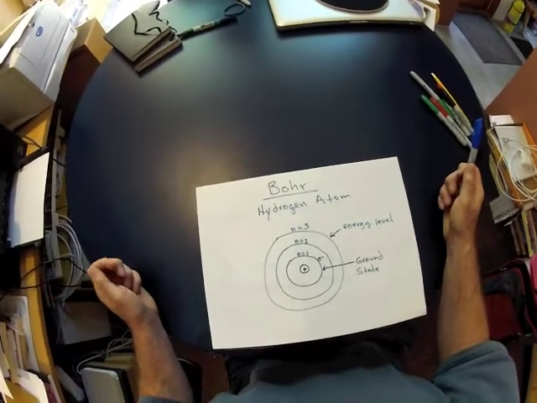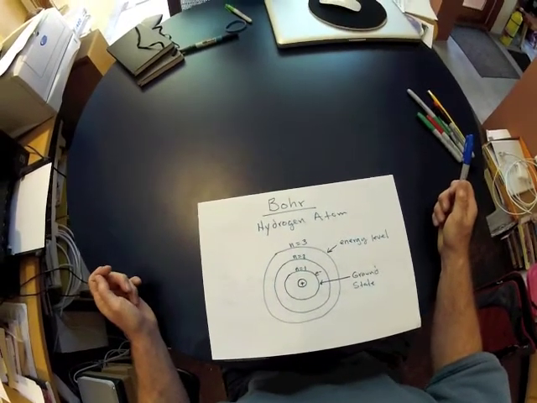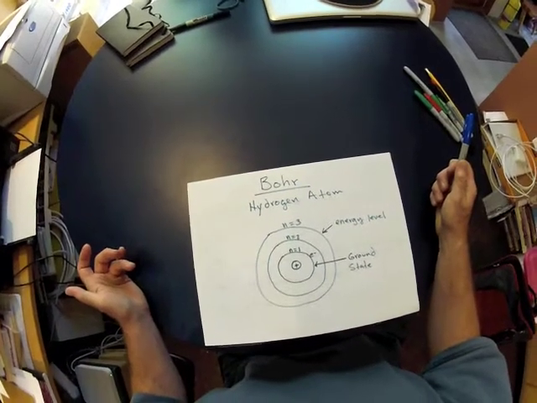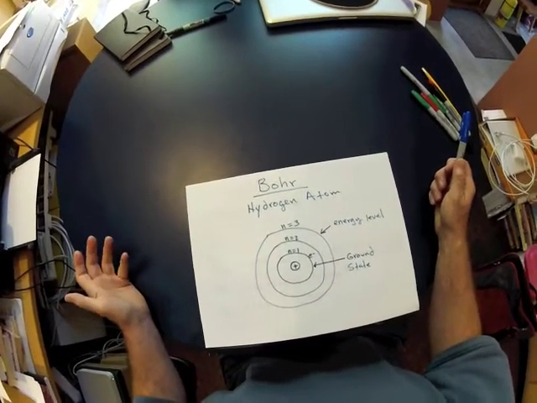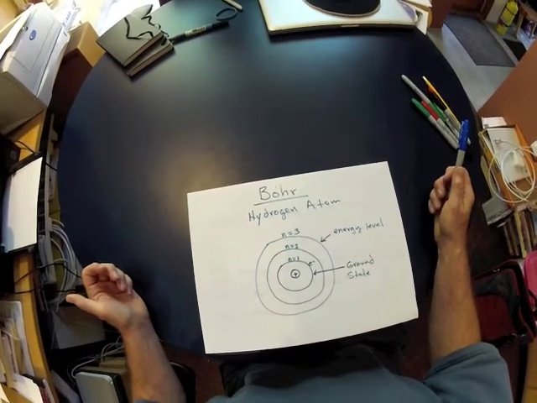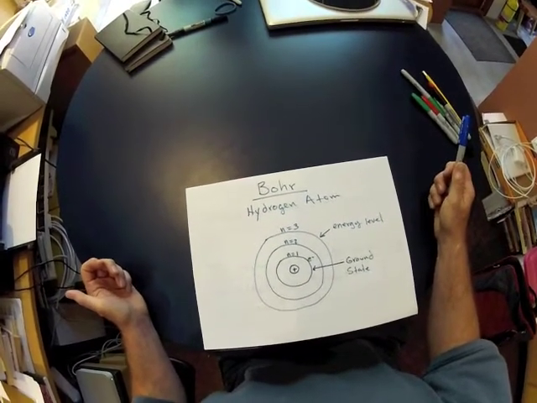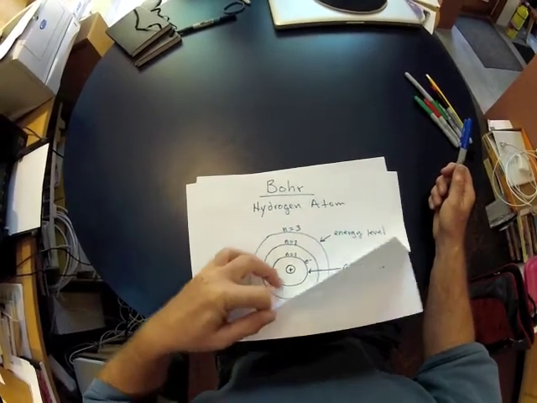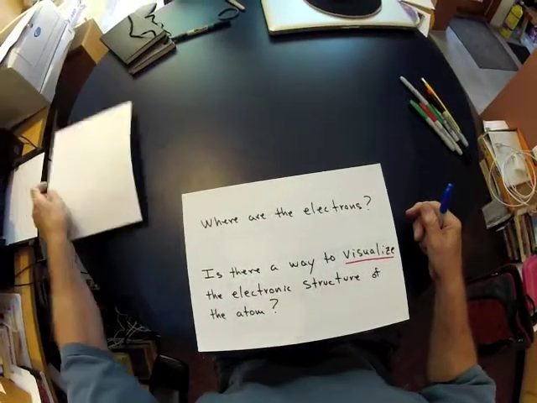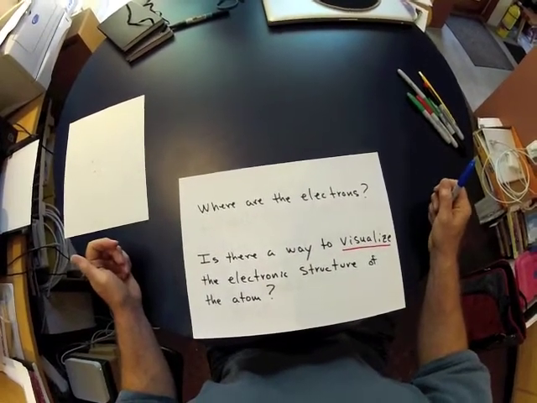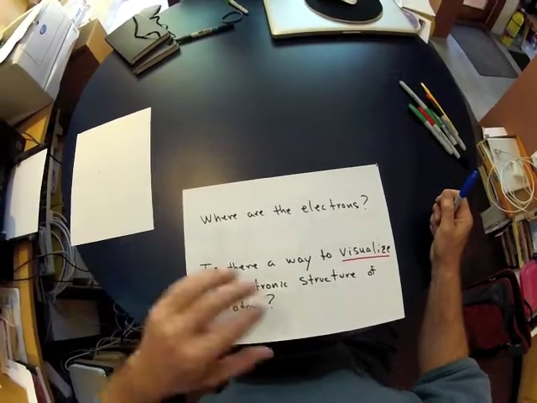Now, as far as the Bohr model is concerned, the main thing that we get from that is that electrons have specific energies. We still don't understand where the electrons are or what the actual electron structure of an atom looks like, and that's really the subject of today's video. So the question is, where are the electrons? And is there a way to visualize the electronic structure of an atom?